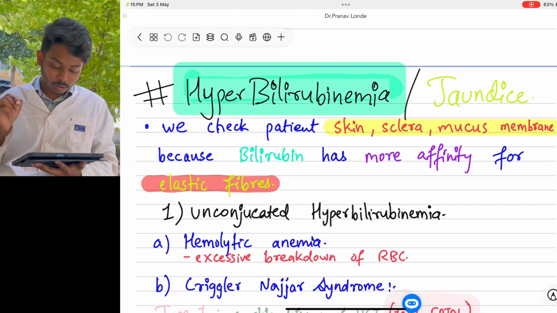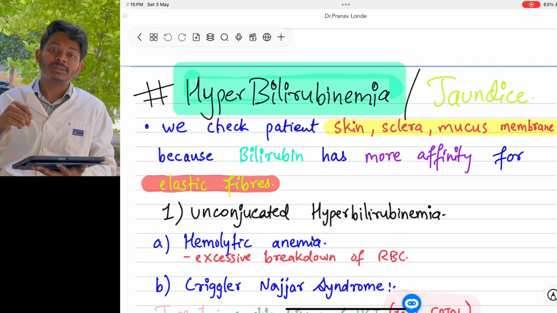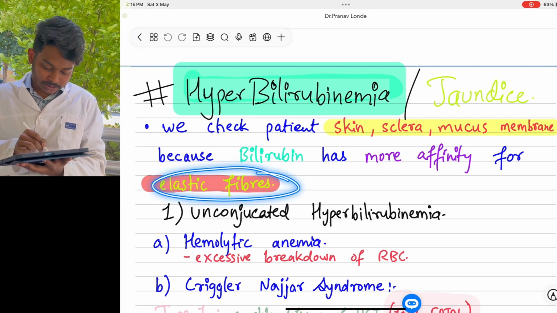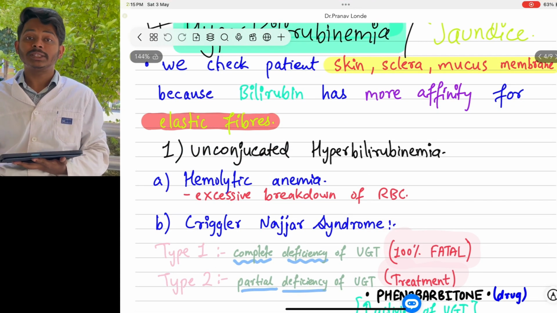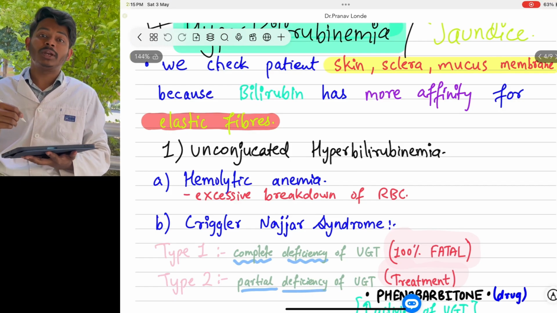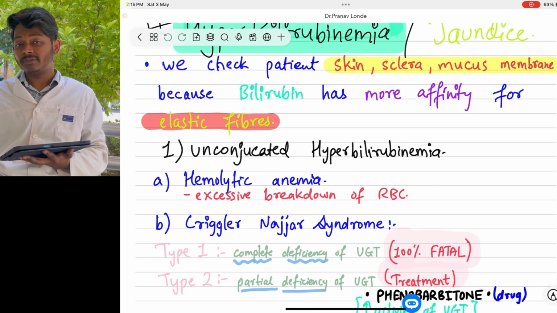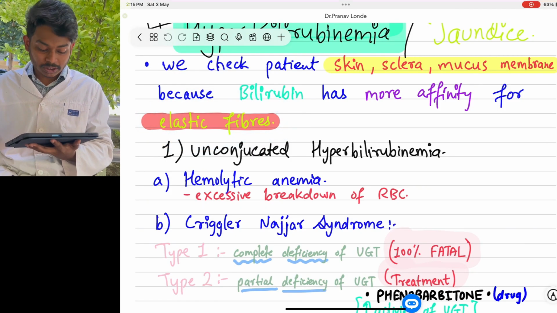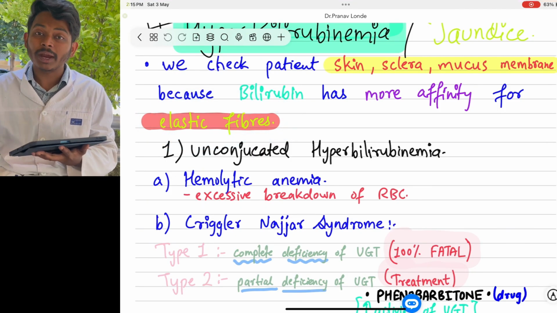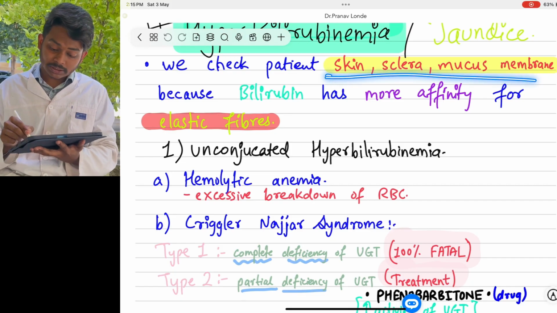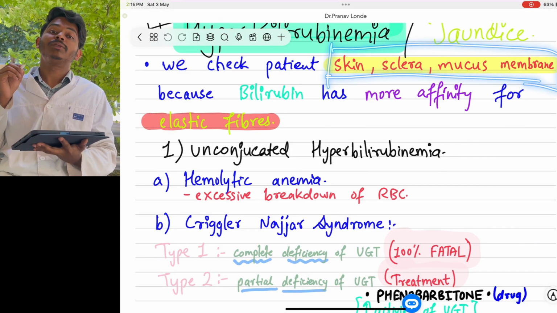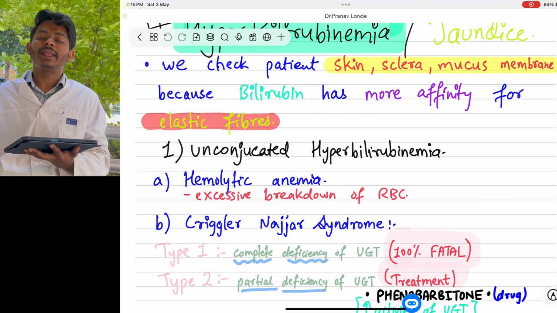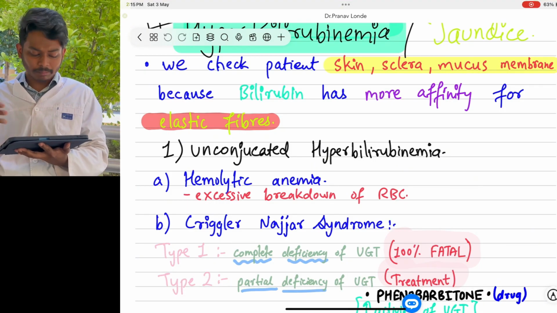Bilirubin has more affinity for the elastic fibers. So when the bilirubin level increases and it goes to the skin, it has higher affinity to bind to elastic fibers. So what will happen? Elastic fibers will become yellowish in color because there is more bilirubin binding to them. That's why these three locations are main. That means we should check the skin, the sclera and the mucous membrane of the patient. This is just the basic.